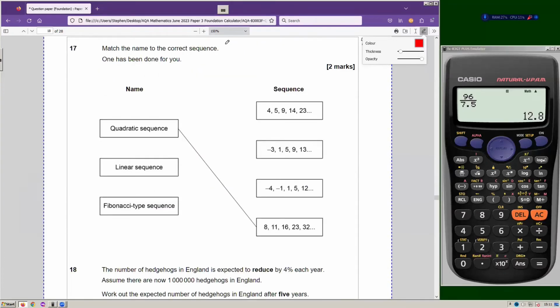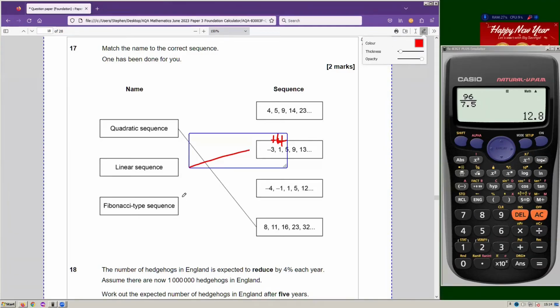Match the name to the correct sequence. One has been done for you. Quadratic, because it's getting bigger as it goes up. What I mean is, the space between them is getting bigger as it goes up. A linear sequence, well, the gap between them has got to be the same. Plus 4 is the difference between each. So that's the linear sequence.